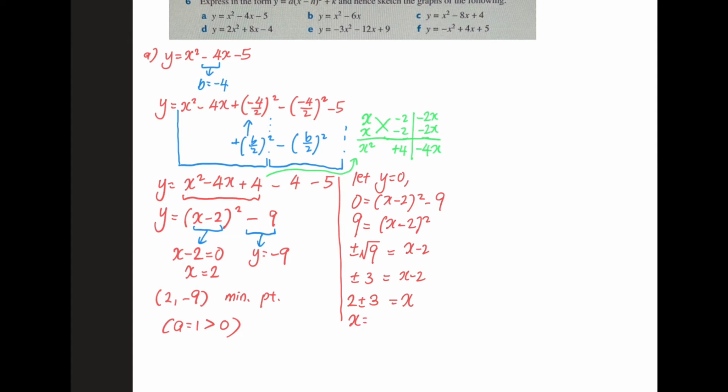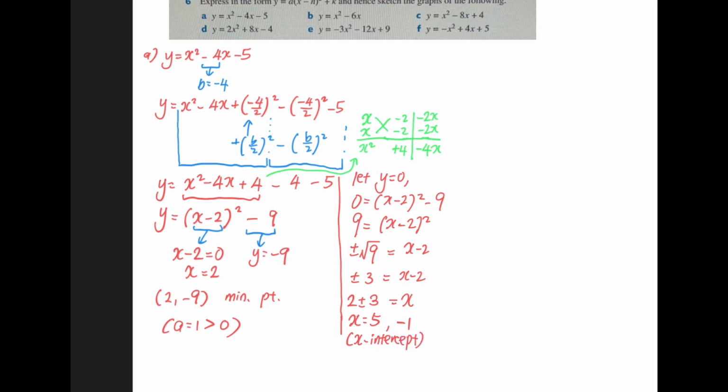So imagine we have 2 plus 3, which is 5. And we also have 2 minus 3, which is negative 1. So we have 5 and negative 1. So these are the x-intercepts.